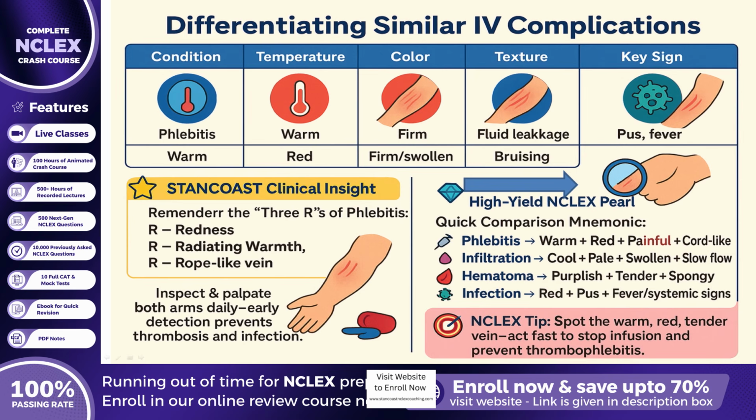Moving further into examination wisdom, the Stand-Coast High-Yield NCLEX Pearl teaches us how to differentiate infusion-related complications effectively. Phlebitis equals warm plus red plus painful plus cord-like. Infiltration equals cool plus swollen plus pale plus slow flow. Hematoma equals purplish plus tender plus soft or spongy. Infection equals red plus pus plus fever or systemic signs.